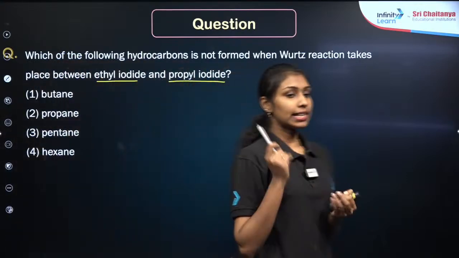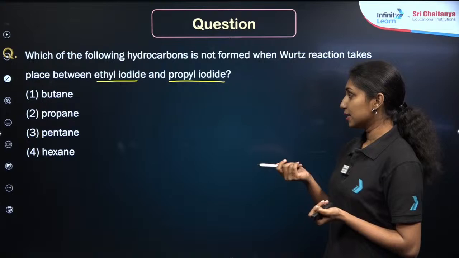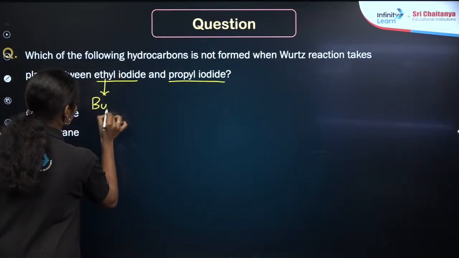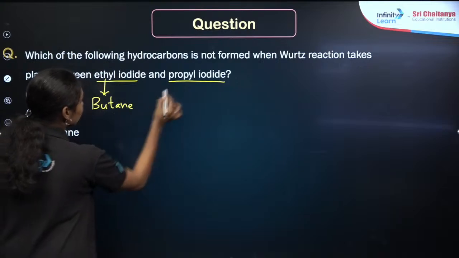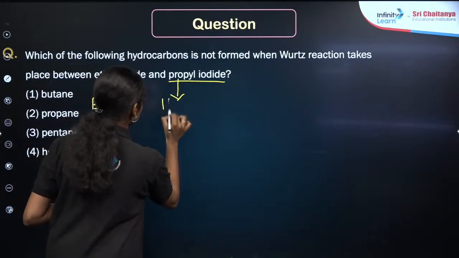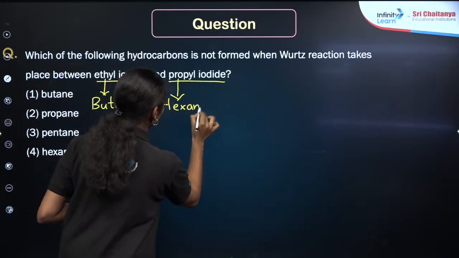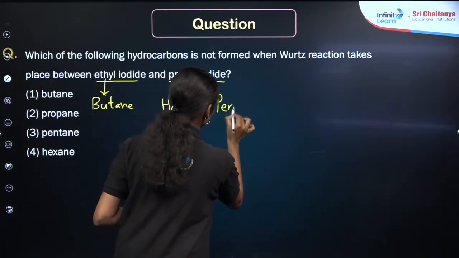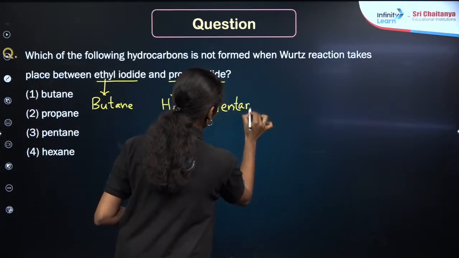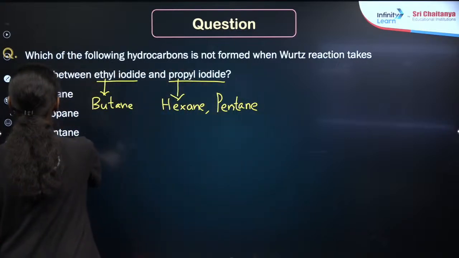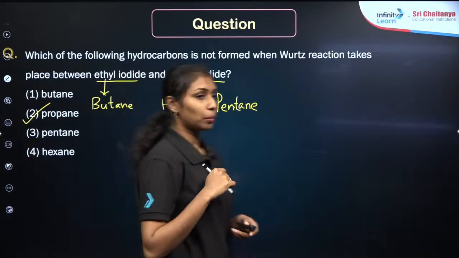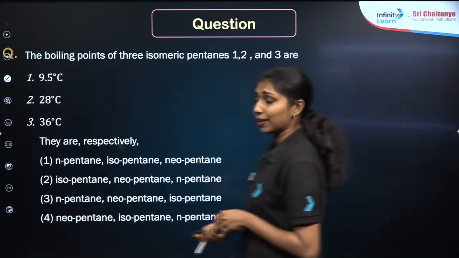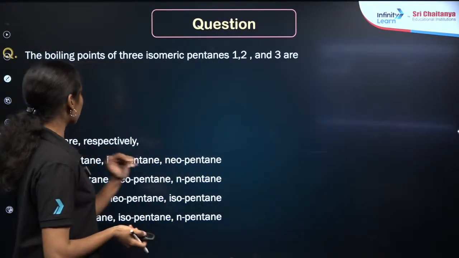Wurtz reaction means we are treating the alkyl halides with sodium in dry ether, right? So in the first step, ethyl will get doubled, so we will get butane. Then propyl gets doubled, it will form hexane, right? Then these two combine together to form a 5 carbon compound, pentane. So these are the products in the Wurtz reaction. Here in the options, propane will not be the product, which means option 2 will be the correct answer. We have only limited time, that's why I am going very fast.